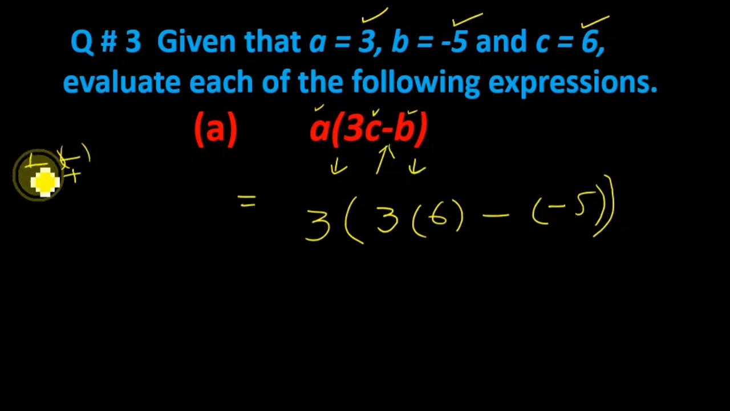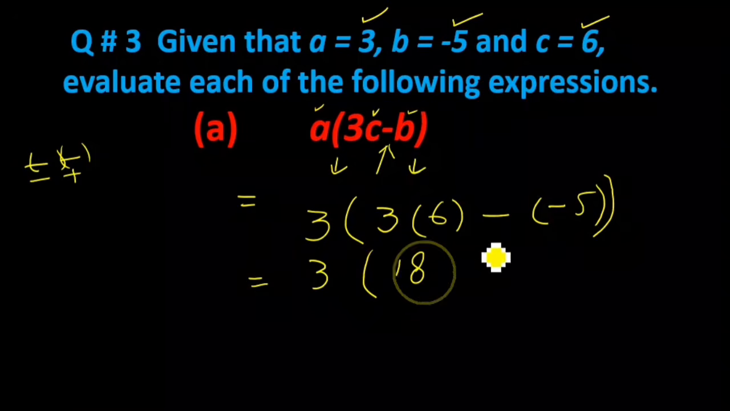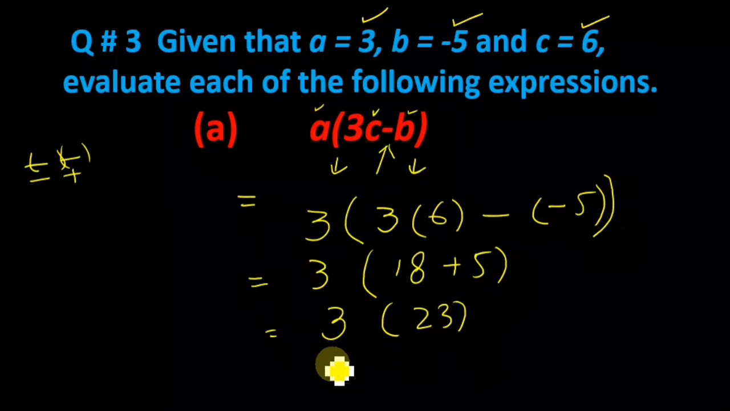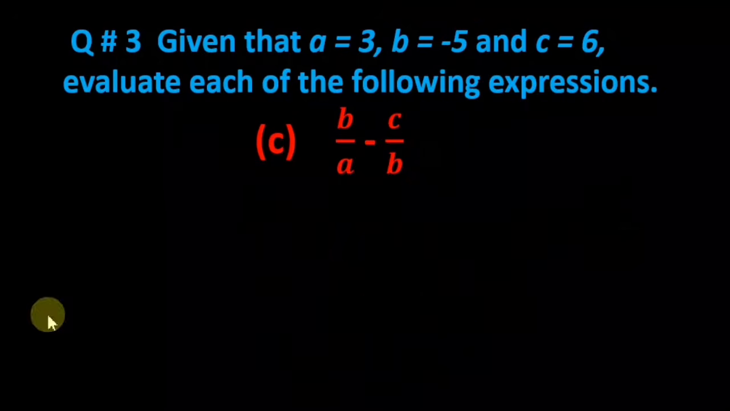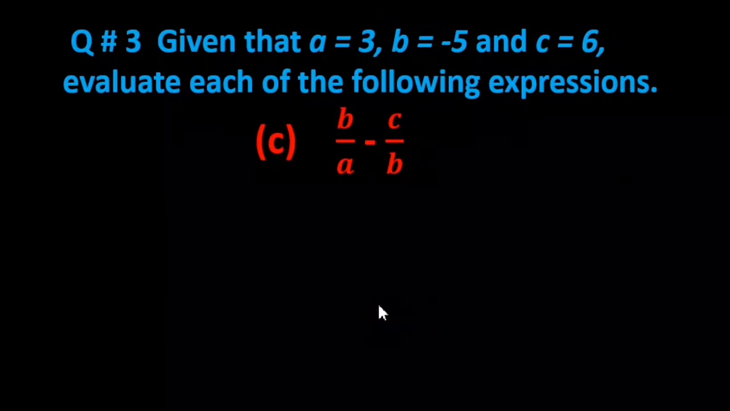So now we will solve the smaller bracket first. Minus into minus equals plus. You learn these in integers. These are very important. 3 into 6, 3 6s are 18, minus minus plus 5, and now 3 into 18 plus 5, that is equal to 23. You multiply 3 with 23, your answer is 3 3s are 9, 3 2s are 6, 69 is your answer. So quite an easy question, students. Are you enjoying the algebra?